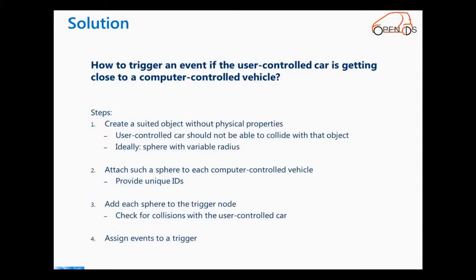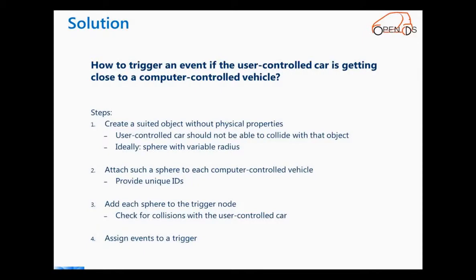However, we should not be able to collide with that object, as otherwise it would lead to a crash and would have an impact on the driving behavior. So this bounding sphere may not be collidable and not visible as well, as we don't want to see boxes moving through our model.